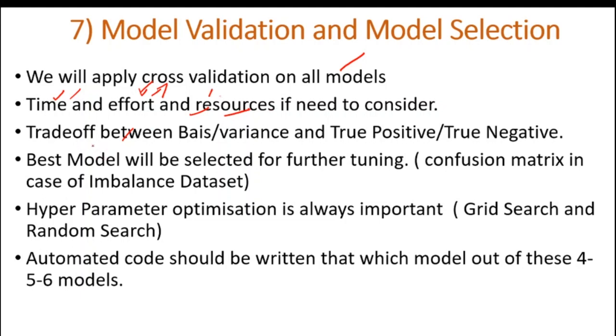And we have to consider the trade-off between bias and variance. Basically, bias and variance mean underfitting and overfitting. So we have to select a sweet spot between bias and variance. The same applies between true positive and true negative. Suppose the client is more interested in getting the true positive accurate. If true positive increases, then true negative will decrease. So there is a strong negative correlation: if we try to increase the true positive, true negative will decrease. So we have to consider whether the customer is more interested in true positive or true negative. Then out of these three things, we will select the best model for further tuning.